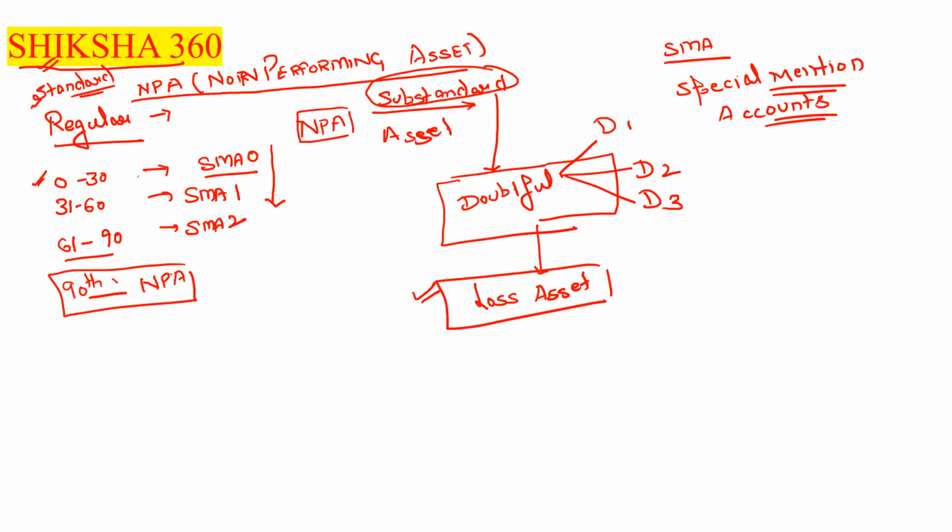In the non-performing asset, the bank has to do some provisioning in these cases. What is the meaning of provisioning? They have to keep some amount with themselves. So what is the amount of provisioning in different cases?